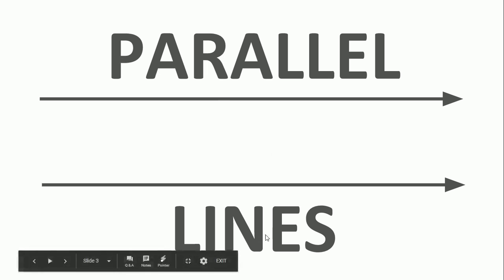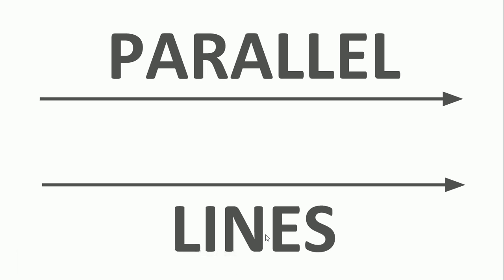Here we have parallel lines. I think it's good to begin with this because this is analogous to how parallelism works in sentences. Parallel lines are a pair of lines that never intersect. They just exactly mirror each other forever. They look exactly the same. They point the same direction. So that's parallel lines.